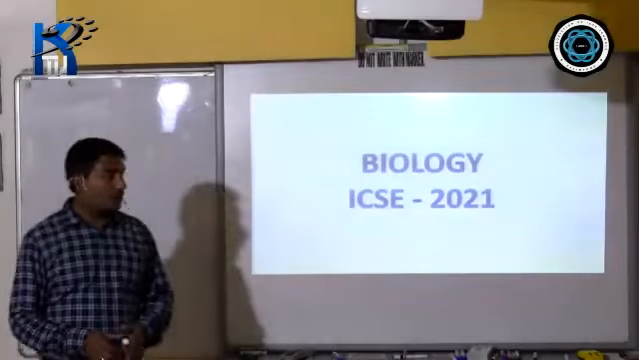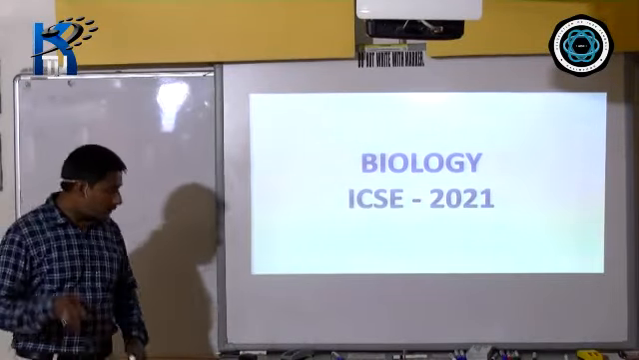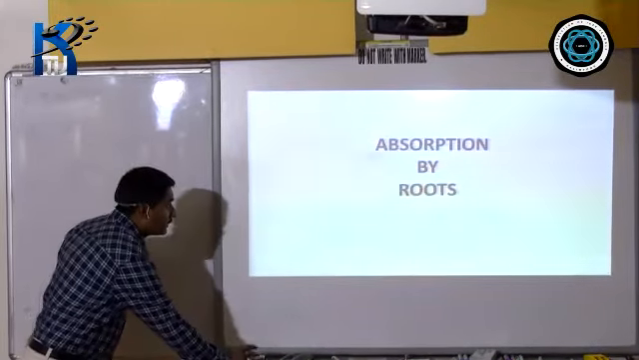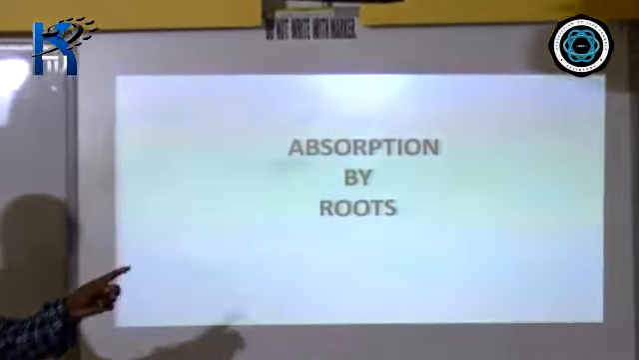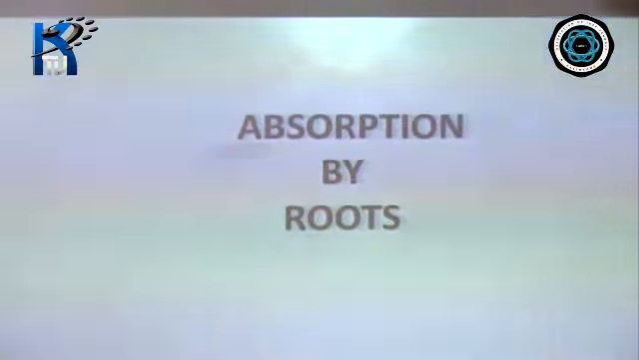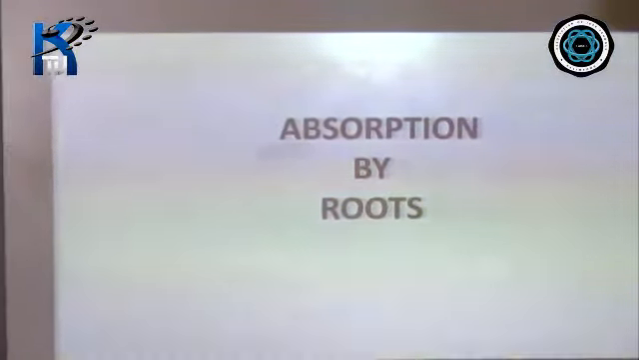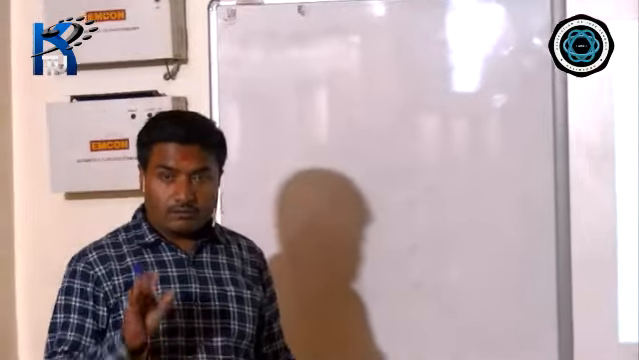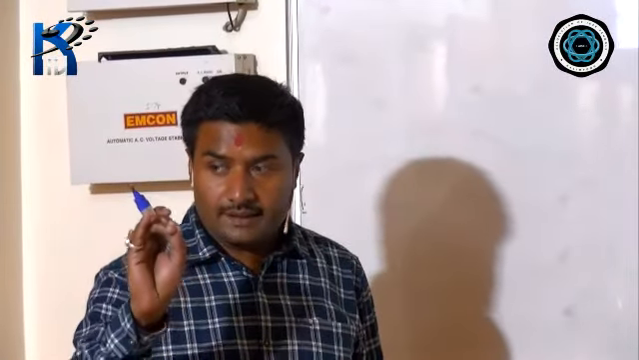Hello everyone. Today we will be doing the third chapter, that is absorption by roots. Now, first of all, what is a root? A root is the organ of a plant that helps to absorb water and minerals. But first, let's see from where these roots originate.